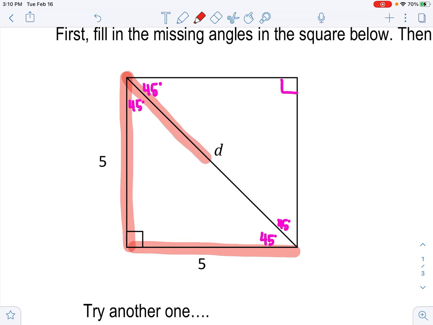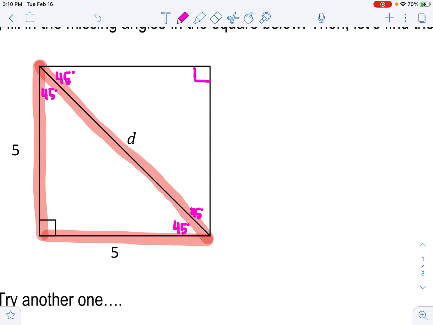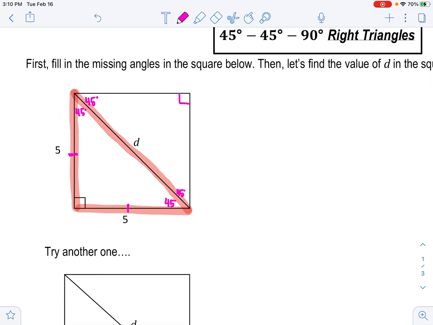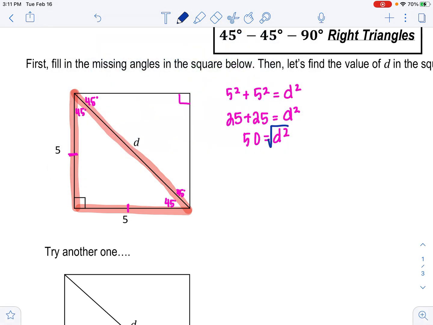So if I wanted to solve for D, I'm going to look at this triangle right here. I have two sides and I'm missing one side. I can use the Pythagorean theorem to solve it. Notice that these two sides are exactly the same. They're both 5 and 5. So let's solve for D. Leg squared plus leg squared equals hypotenuse squared. 5 squared plus 5 squared equals D squared. So that is 25 plus 25 equals D squared. 50 equals D squared. Square root to solve.